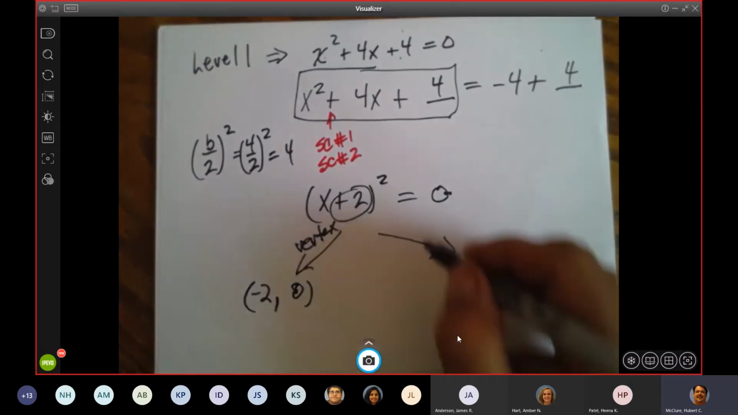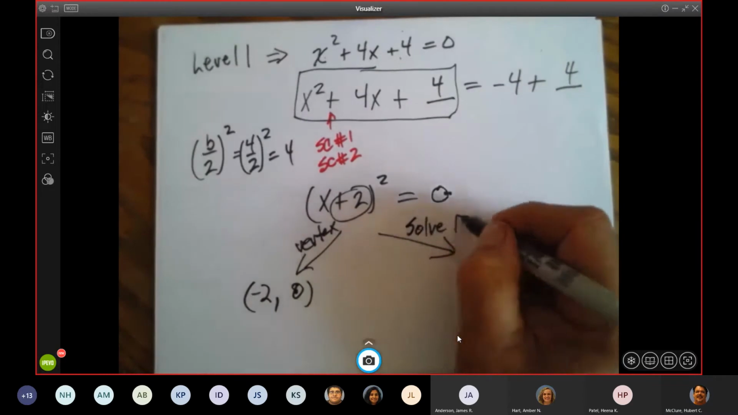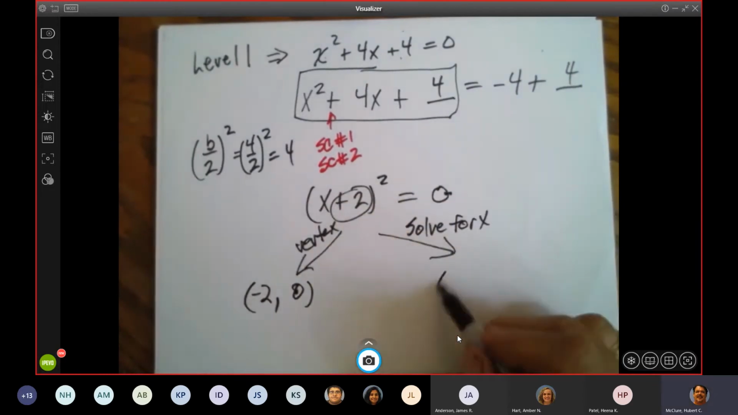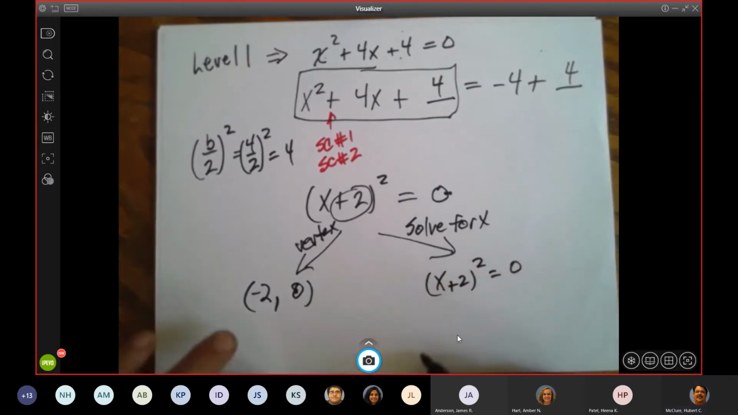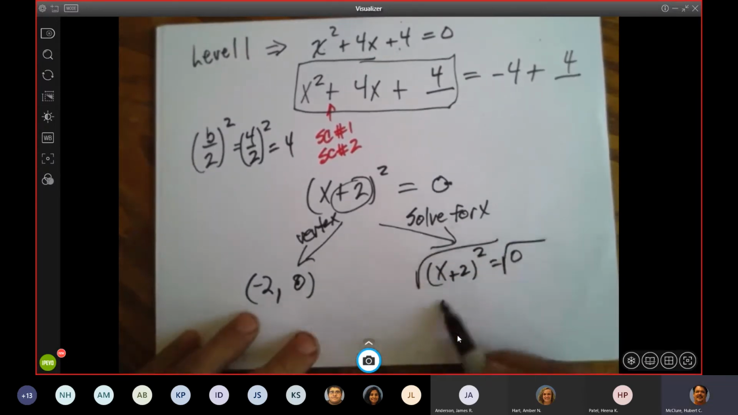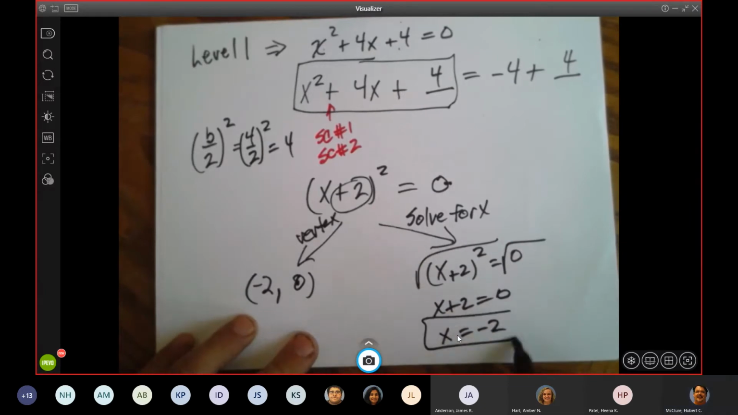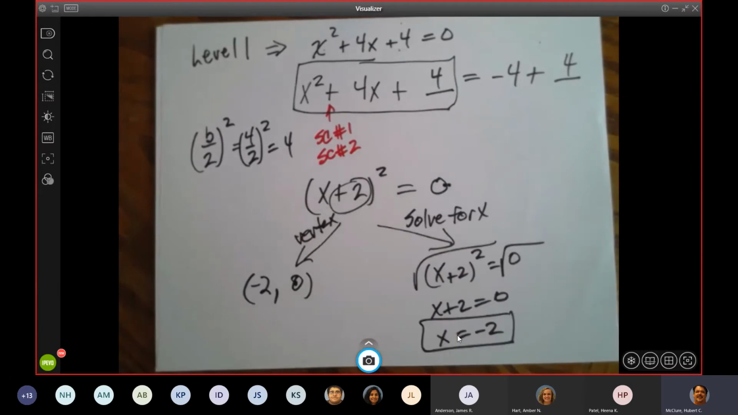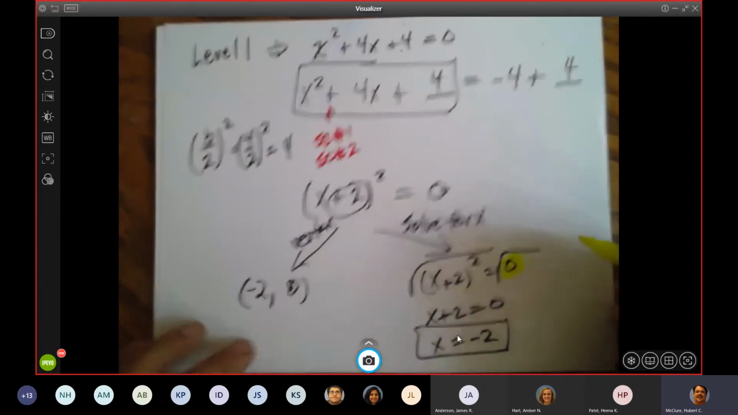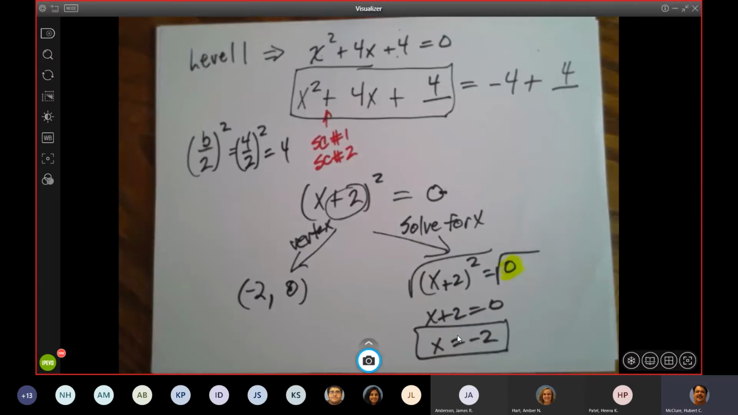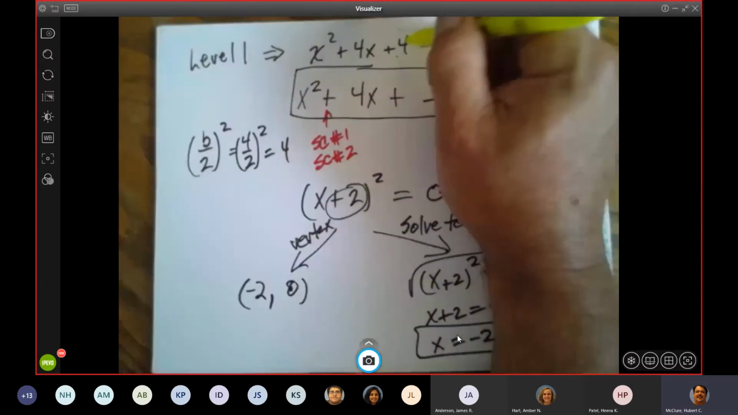Now we're going to solve for x. And that's going to give us x plus 2 quantity squared is equal to 0. Square root of both sides, x plus 2 is equal to 0. X is equal to -2. That's your x-intercept. So in this case, since we had 0 right here, let's take our handy dandy highlighter, what does 0 mean? The square root of 0 means that we have one x-intercept. We've got a y-intercept of +4.